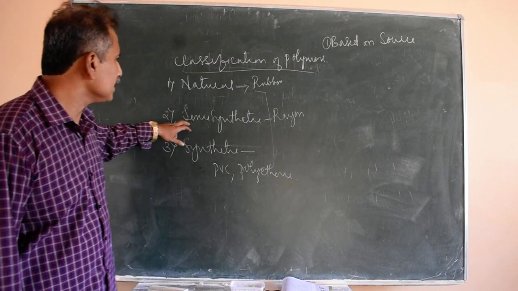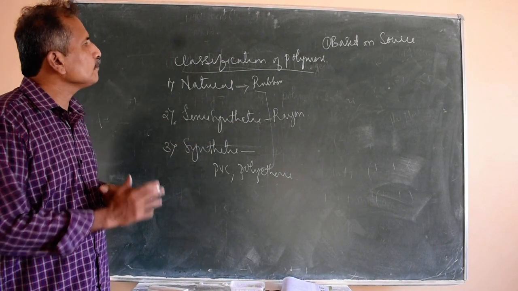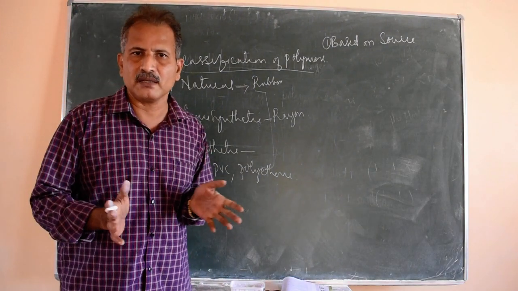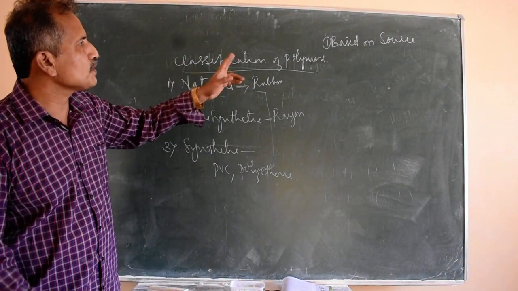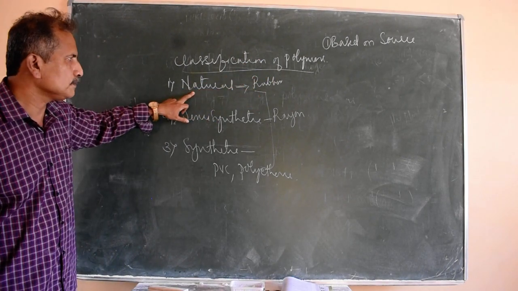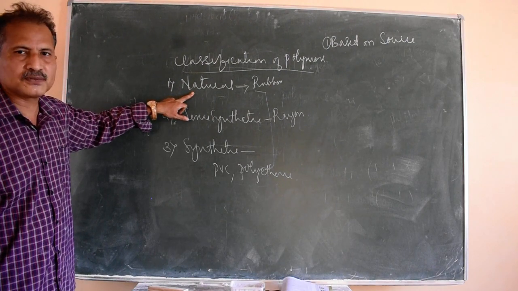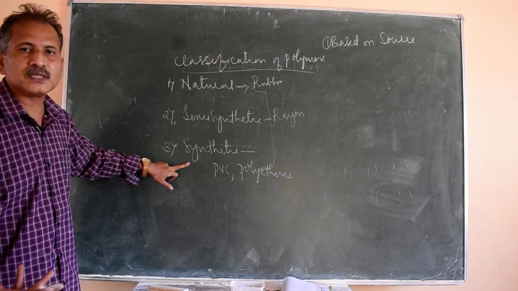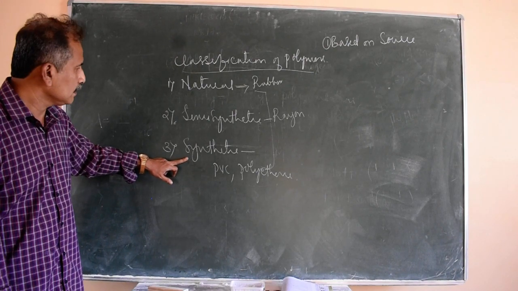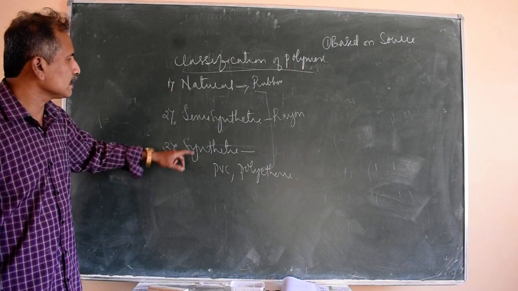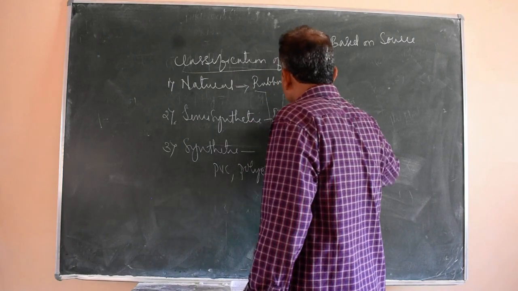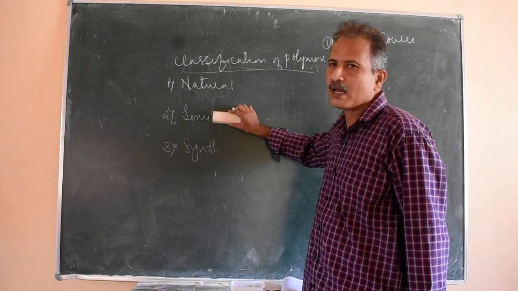These are all semi-synthetic. So classification of polymers, as I told you, can be done on the basis of many things. One is based on source. Based on source, we get three types: natural, that is, the origin is from nature; synthetic, which are created by man, in the lab or in the industry; then we can combine natural with synthetic to get semi-synthetic. This is the first and the simplest classification.